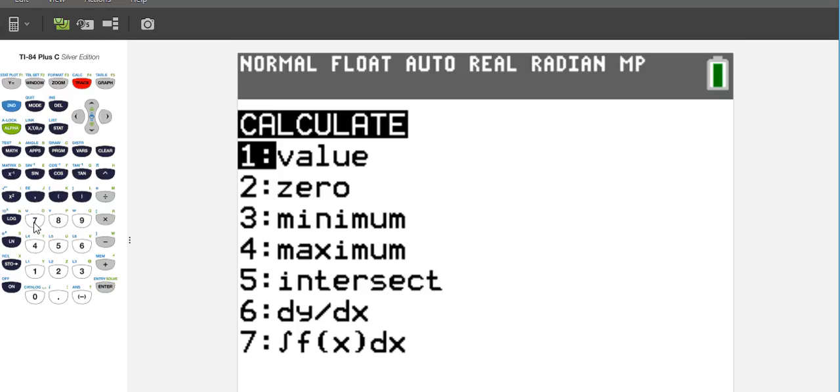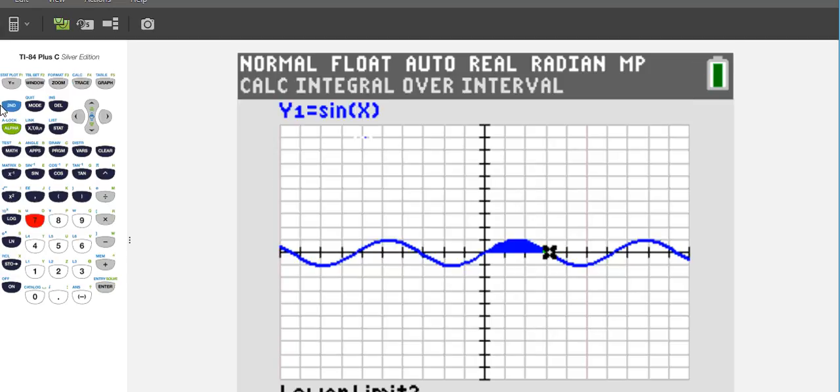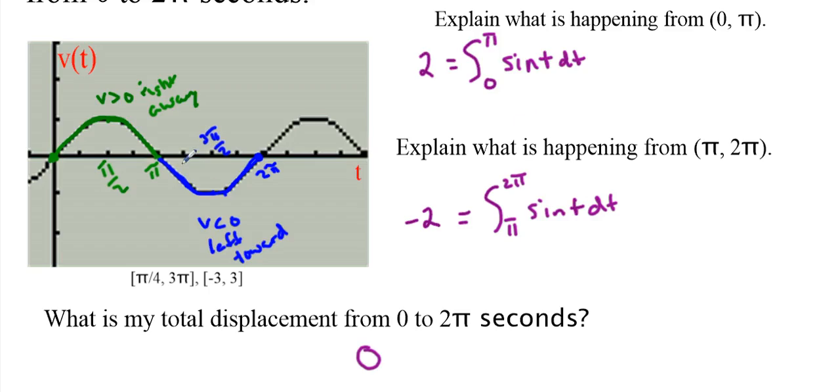Look at that, cool thing. All right, 7. And now I'm going to go from pi, that's my first one, and then I'm going to go to 2 pi, right there, and I press enter. And now it finds the bottom, -2. Exactly what we thought. Because it's below the x-axis, this is going to be -2 units. And this right here will be 2 units.